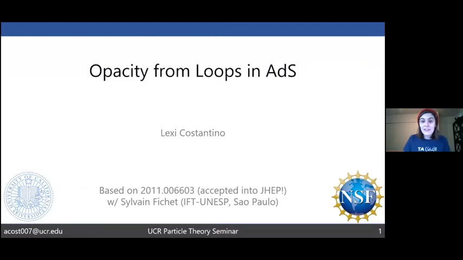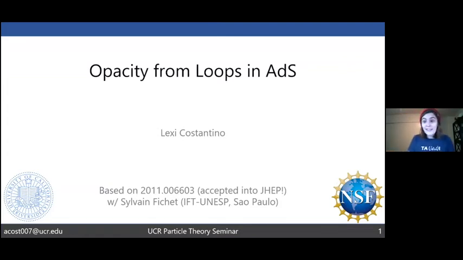So today I will be talking about my recent paper with Sylvain Fichet. It's called Opacity from Loops in AdS. It was actually just recently accepted into JHEP, which is really exciting. And I'm really happy to be able to tell you about it today.